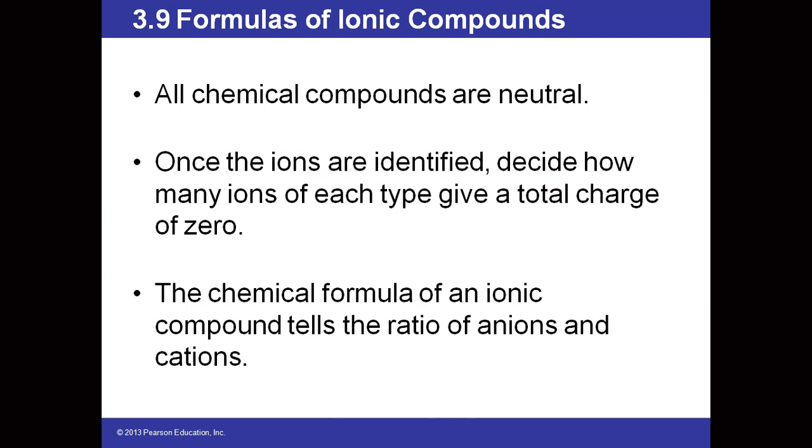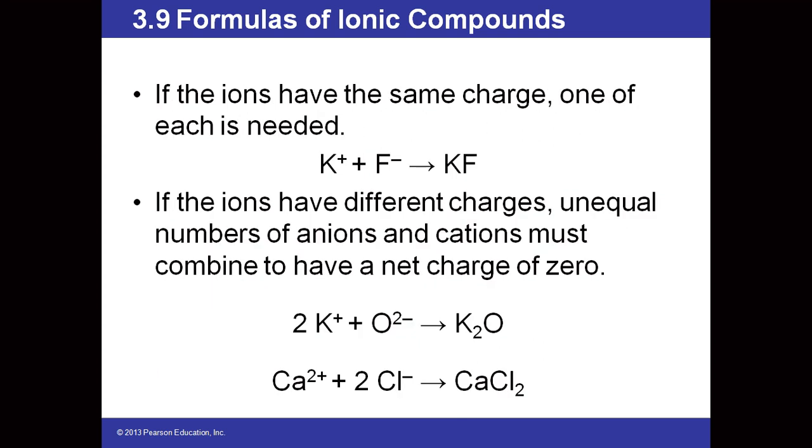Now, all chemical compounds are neutral. Once the ions are identified, you can decide how many ions of each type give the total charge of 0. Now, the chemical formula of an ionic compound will tell you the ratio of anions and cations, and that's when you're just looking at a chemical formula. And you'll look at more specific examples of that later on when you see actual ionic compounds.